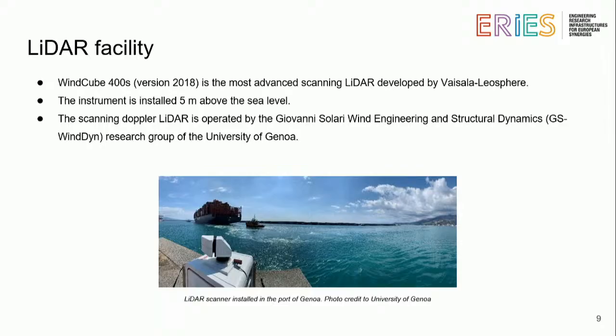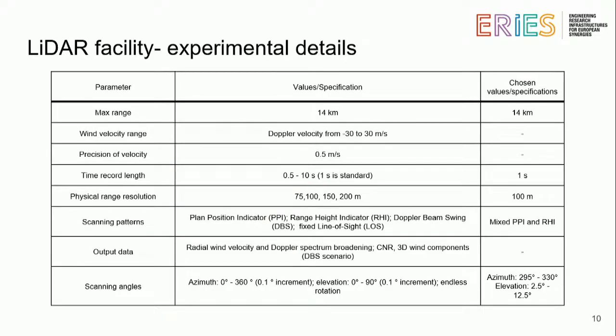And then in the Port of Genoa, you can see here the WindCube 400S that is installed at the end of a quay, 5 meters above sea level, and it's managed by a research group of the University of Genoa. So here are some technical details about the WindCube 400S. Maximum range, 14 kilometers. For this project, we used 14 kilometers.